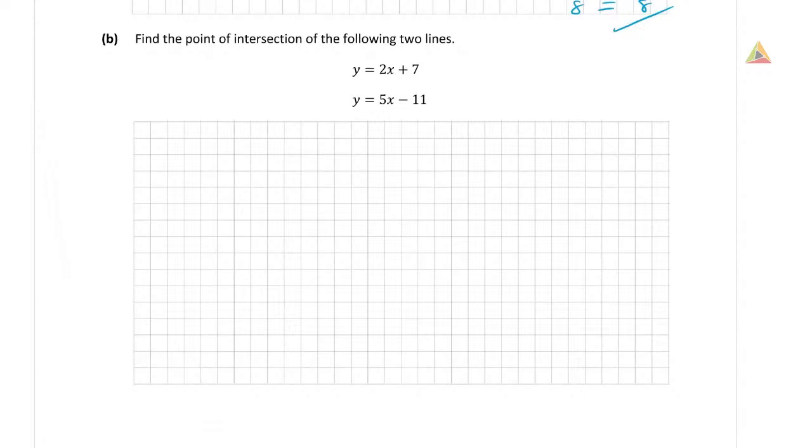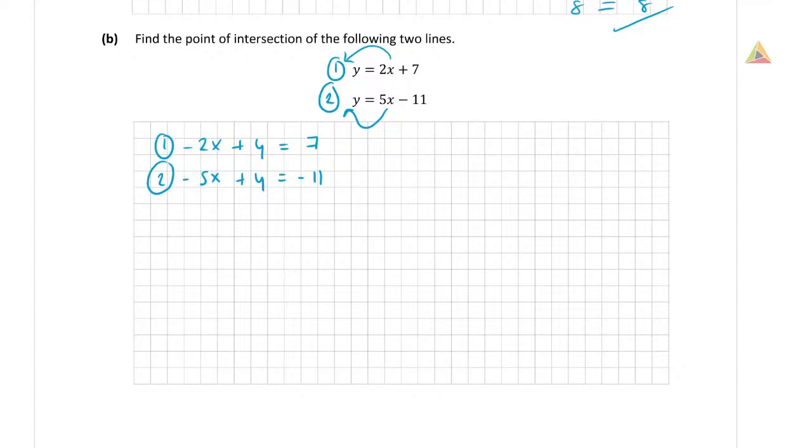Now, find the point of intersection of the two lines. We're going to need to use simultaneous equations for this because we're not given a graph. So I'm going to call that equation 1 and this equation 2. I'm going to bring all the x's and y's to one side and numbers to the other. So for equation 1, I'm going to rewrite it as minus 2x plus y equals 7. I just brought the x over beside the y. I'm going to do the same for equation 2, so it's going to be minus 5x plus y equals minus 11.